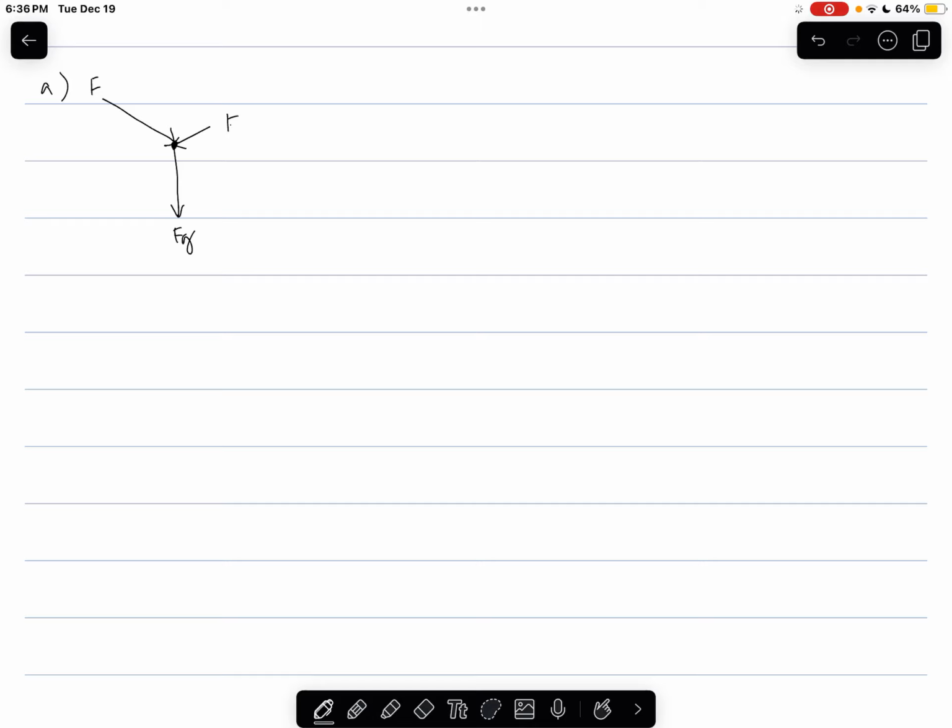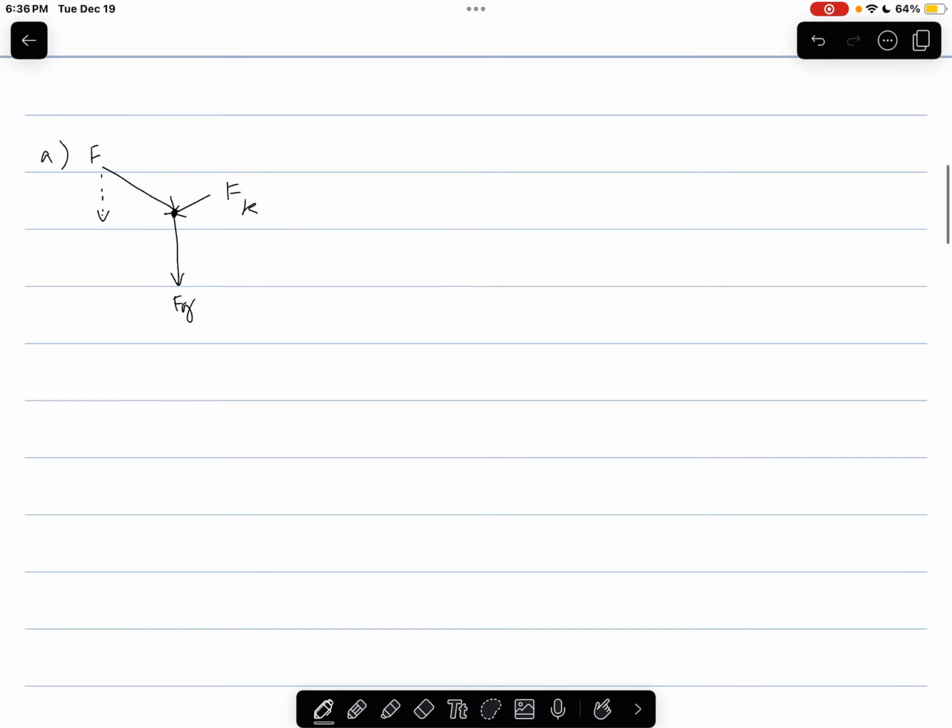Wait, let me label this F. This is Fk. And the Fn is going to look a lot greater than the Fg, because there's Fy. Sorry, this looks kind of bad. But there's both Fy and Fg, so the Fn is going to look a lot greater, like this much, I think. Somewhere around there. And that's Fn.